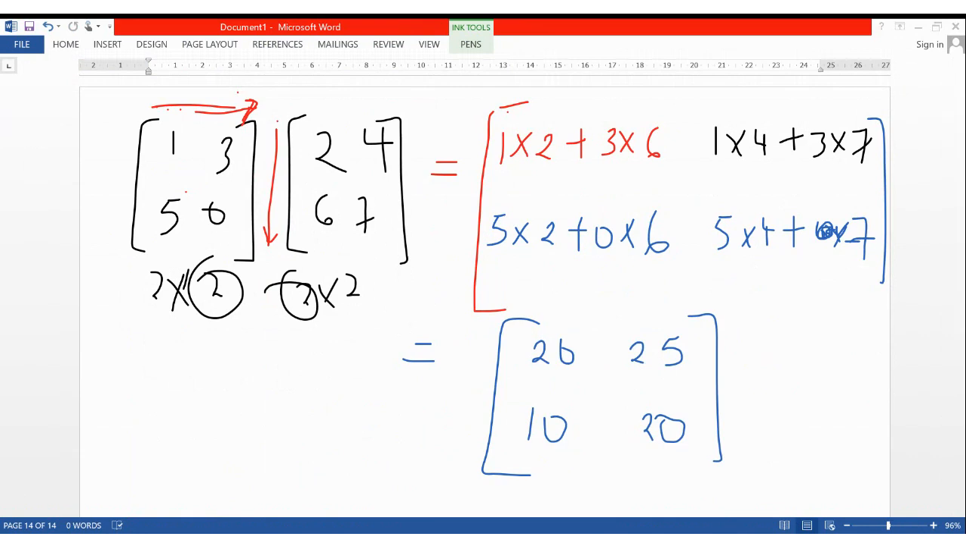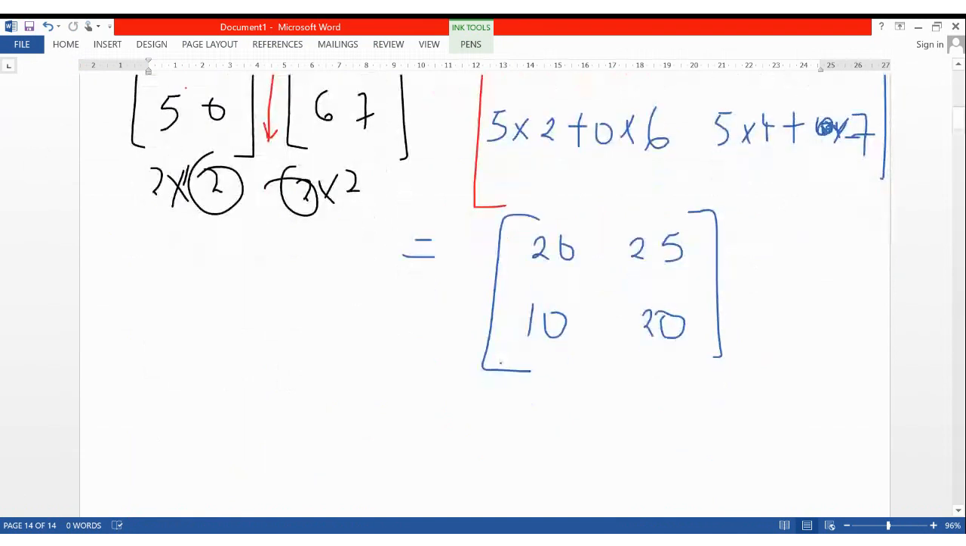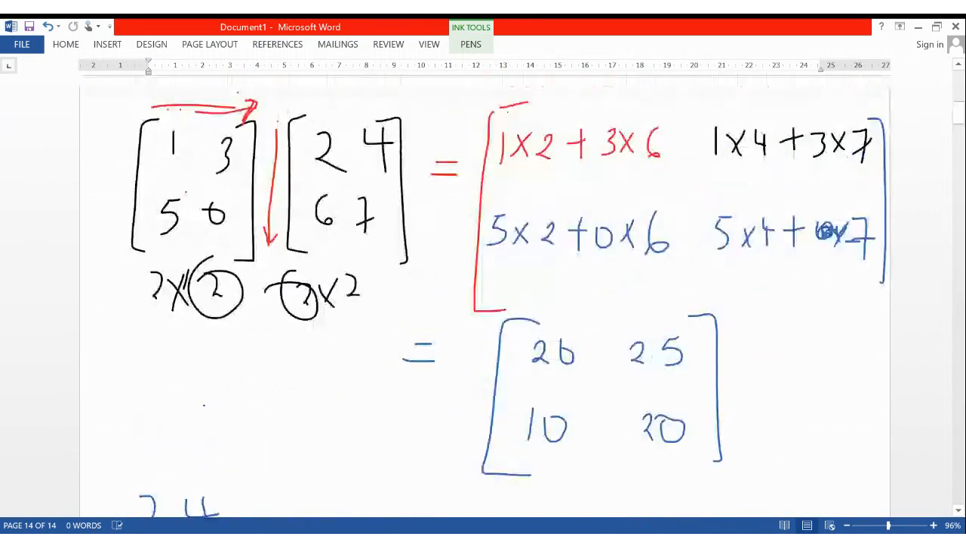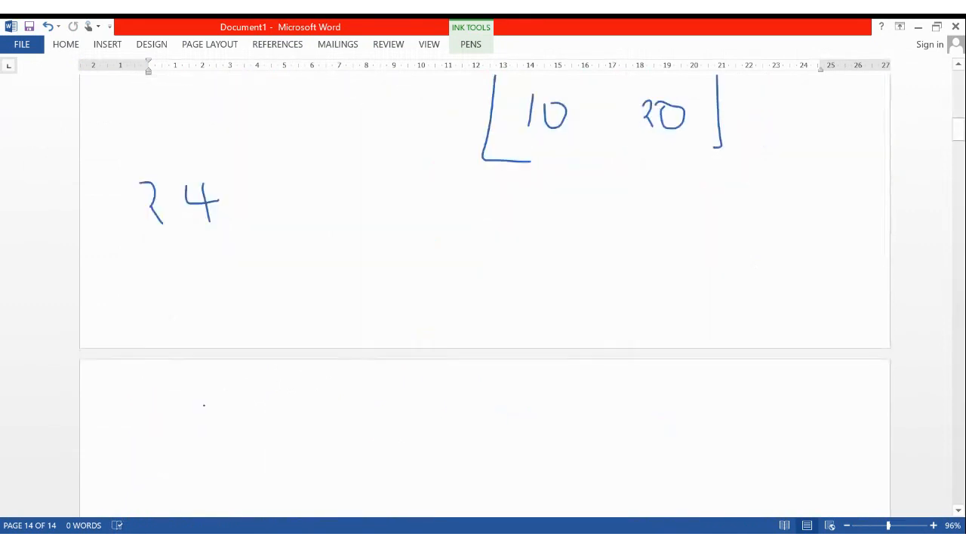That's how you multiply. Now the question to be asked is, what if I interchange the two matrices? Will I get the same answer if I interchange? So let us try and see. I have 2, 4. I interchange the two matrices, 6, 7, and multiply and see if I'll get the same thing. And then 1, 3.